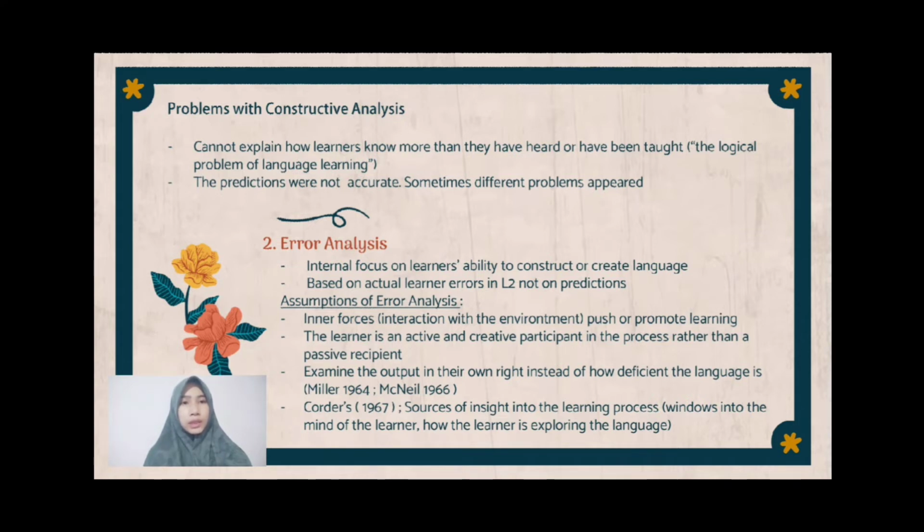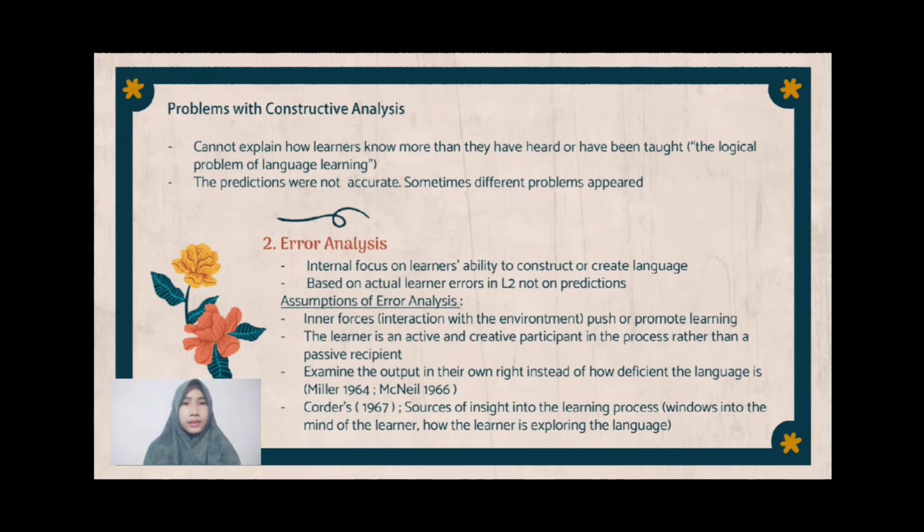Instead of predictions like in CA, it is based on the description and analysis of actual learners' errors in L2. Some presumptions about EA hold that the child is an active and imaginative participant in the process rather than a passive recipient of language stimulation, and that inner process or interaction with the environment may motivate learning. Instead of focusing on how they are deficient in comparison to adult norms, description and analysis of the structures of child language production have started to focus on them as grammatical systems in and of themselves.